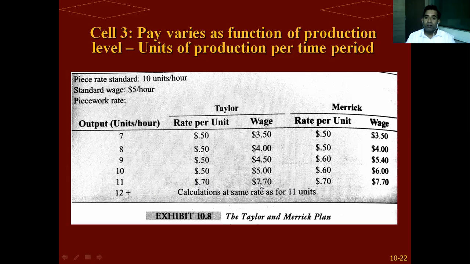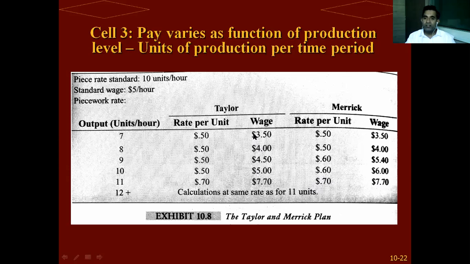The same employee is also given a third piece rate, which is the highest, under Merrick: half a dollar per unit, $0.6 per unit, a moderate one, and the highest rate is $0.7 per unit. So the employee earns the same $7.7 even under Merrick multiple piece rate system, which, in this case, is the highest rate.